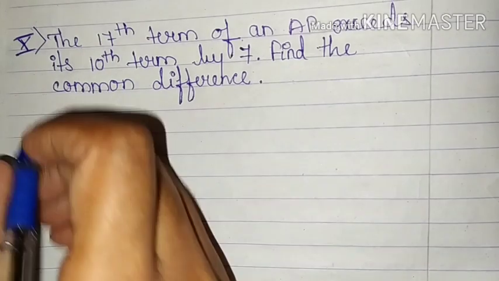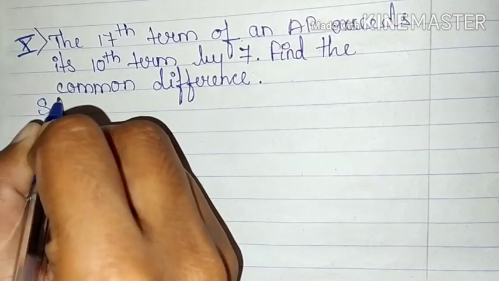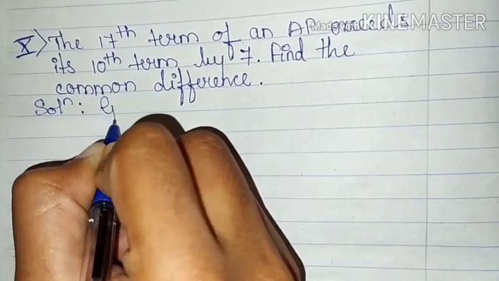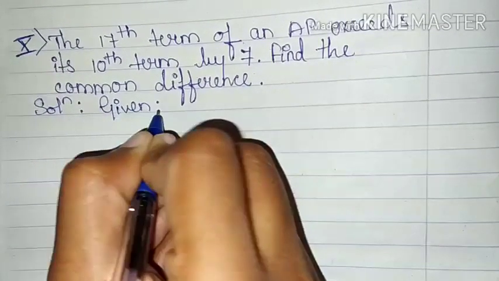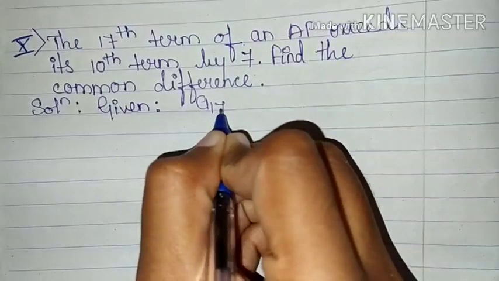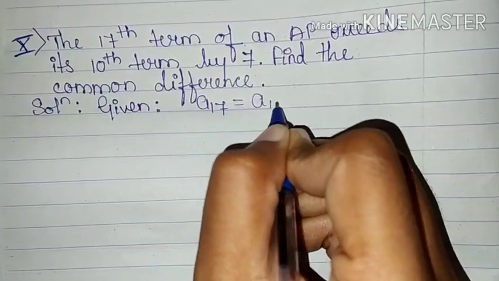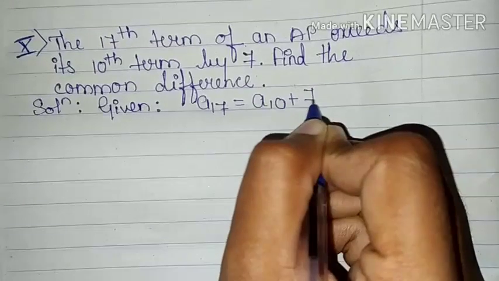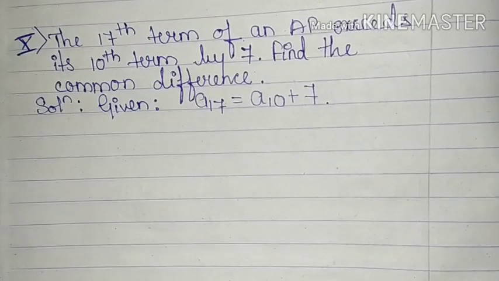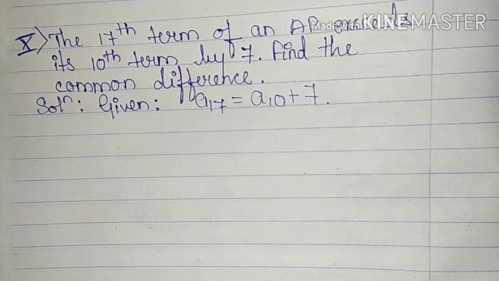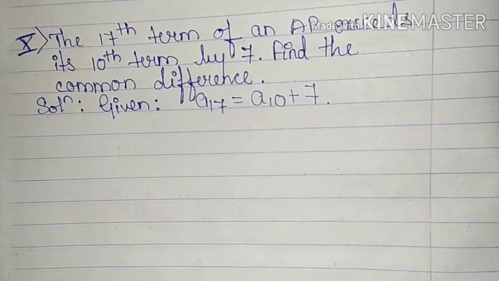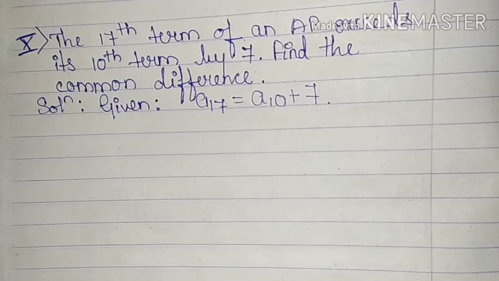So let us start doing that. First, solution. Given: A17 is equal to A10 plus 7. This is what they have told us. Now we have to find the common difference for this arithmetic progression. We have the value of N here. We don't know A or D. We have to determine D.